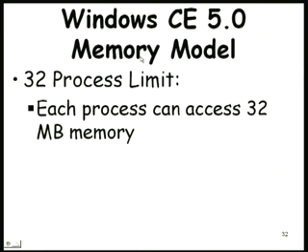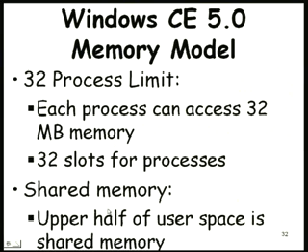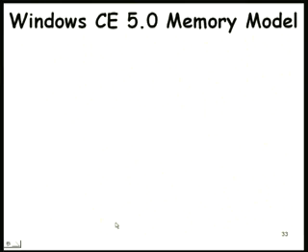The memory model of Windows CE 5 had one limitation, that is the 32 process limit. So, the maximum number of processes, which is of course carried over from the legacy of CE 1.0, 2.0, etc., is at best 32 processes, and each process can have 32 MB of memory. So, just see here, the entire virtual space is not available. The memory is divided into slots and they use those slots. The shared memory is half of the user space, the upper half of the user space.